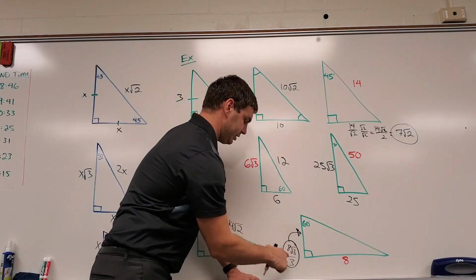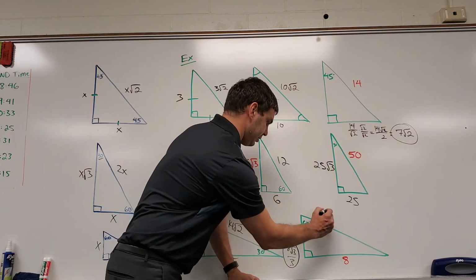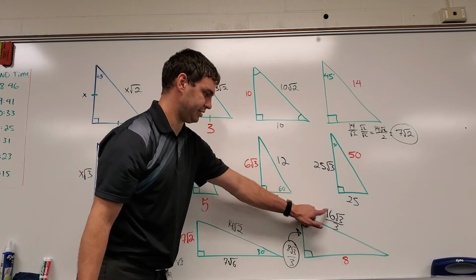To go to the hypotenuse, then we take this times 2, which would give us 16. 8 times 2, 16 square roots of 3 over 3, and that does not simplify.